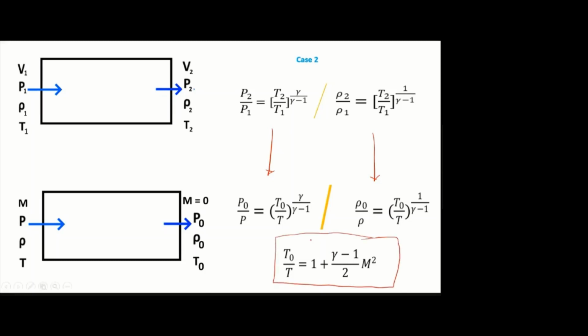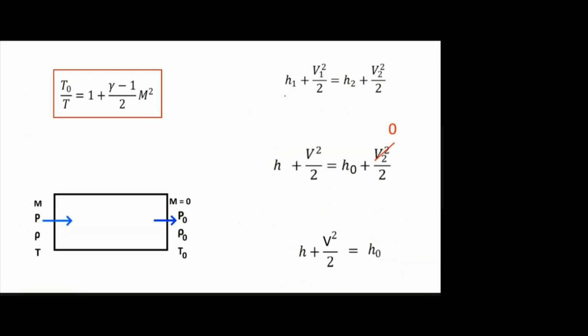So T naught by T is equal to 1 plus (gamma minus 1) by 2 M square. And just now I told you, whenever you want to relate temperature and velocity or Mach number, the first option is to go to the energy equation. So here also I'm going to take the energy equation. And this is my control volume, static and stagnation. So apply to the first station.